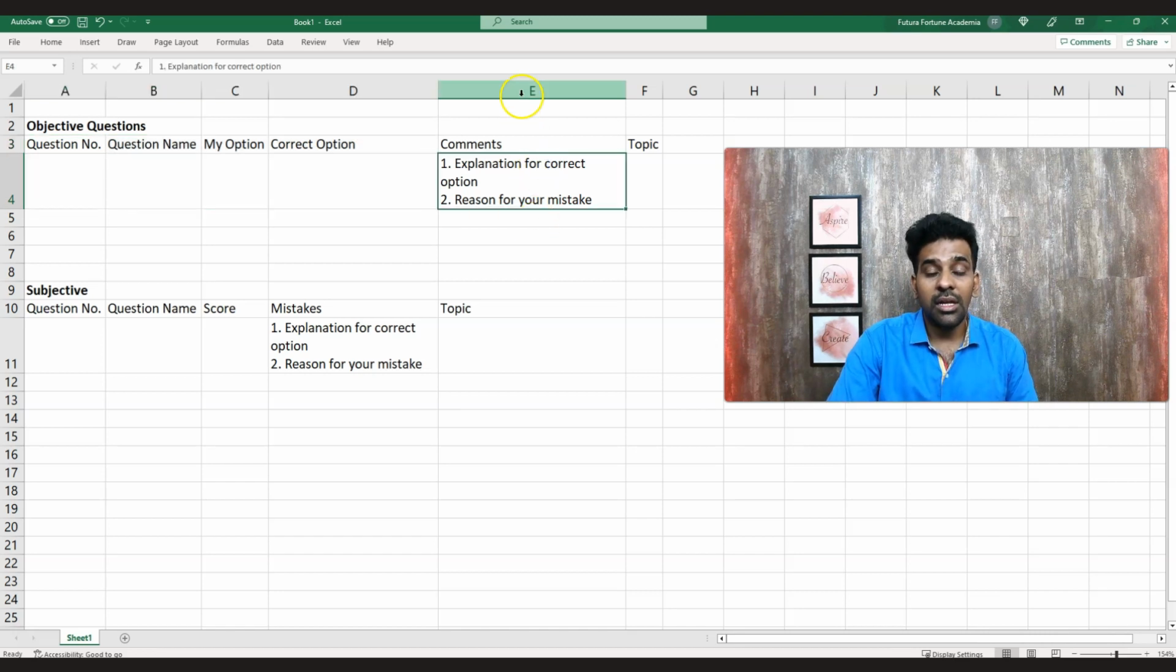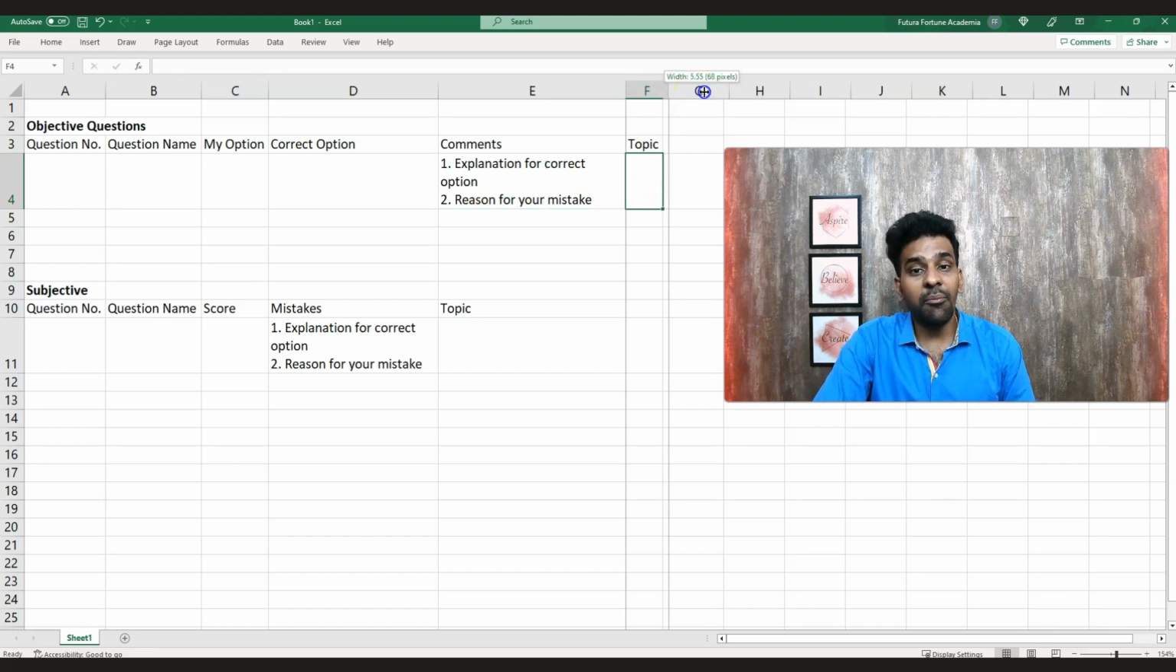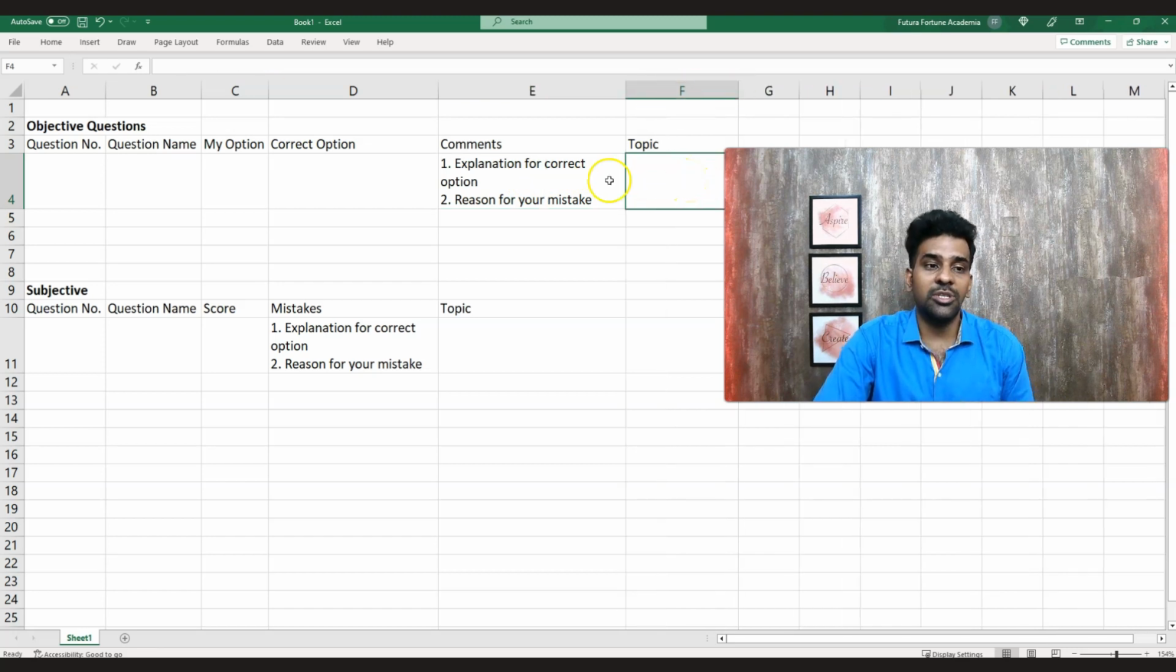One is the comments. You need to note down the comments. If the option you chose was A but the correct option was B, why did you go wrong? You need to give an explanation of why B, or D, whatever the correct option is, is correct, and why you have made a mistake. Even if you have selected the correct option, just mention the explanation for the correct option. And also mention which topic or which chapter this particular question is from. Identify the chapter as well.